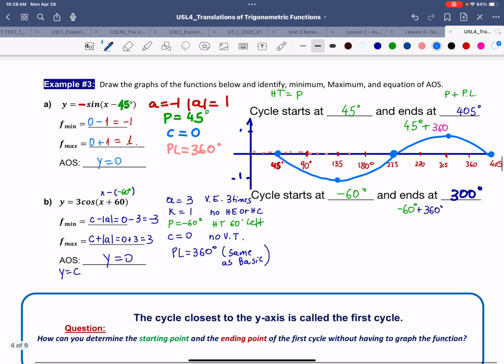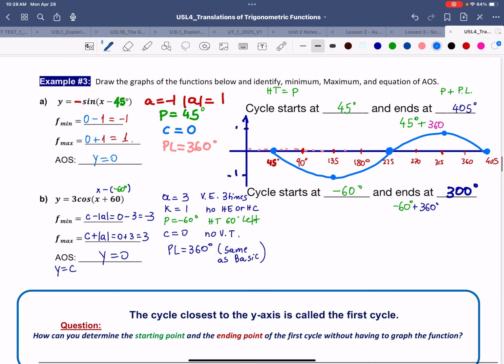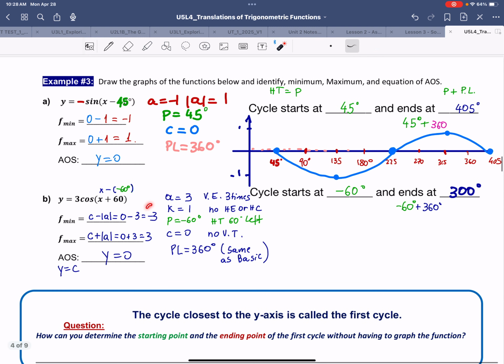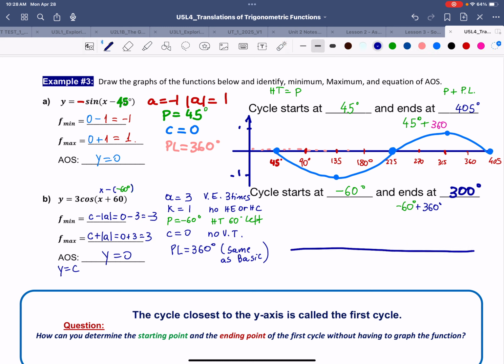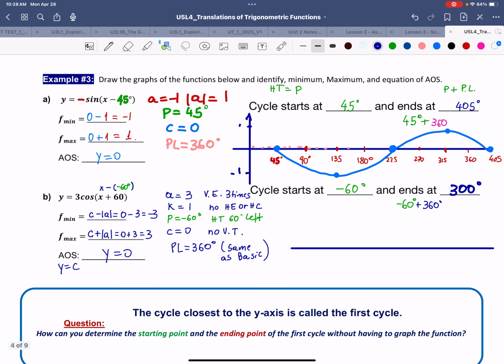Now, in the same way, we're going to draw the graph of 3 cosine x plus 60. So again, we're going to start off with first identifying the min and the max. They're at opposite values of y, which means the x-axis can sit in the middle. Now we have a horizontal translation to the left, which means that we're going to need a little bit of room on the left side of the graph.